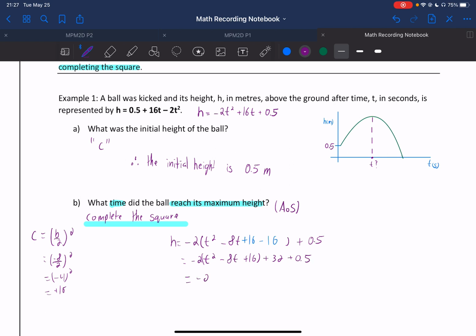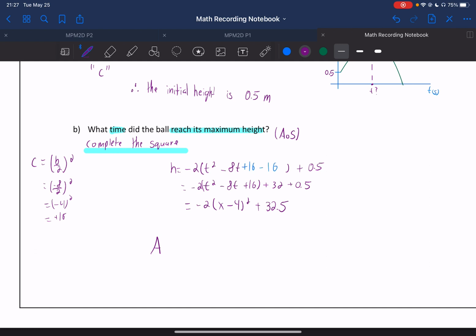Now we're going to factor this perfect trinomial. We can see over here our -4 is going to go into the box. So we're going to open our bracket, x minus 4 squared plus 32.5.